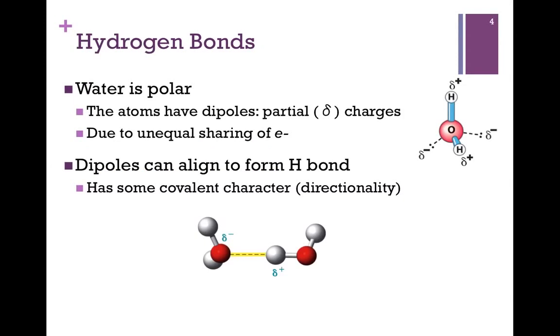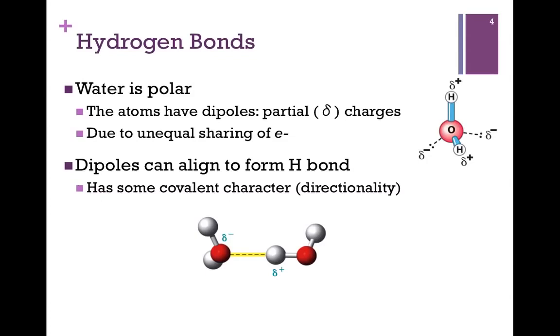Recall what we mean by polar. It means that the atoms have dipoles, that is, partial charges, indicated by a lowercase delta symbol. In the figure on the upper right is our water molecule. Because of those unpaired electrons, the oxygen carries a partial negative dipole. In the covalent bonds between oxygen and hydrogen, there's an unequal sharing of the electrons. Oxygen is more electronegative, and so it holds on to more of those electrons, so there's a partial positive charge on the hydrogen atoms.